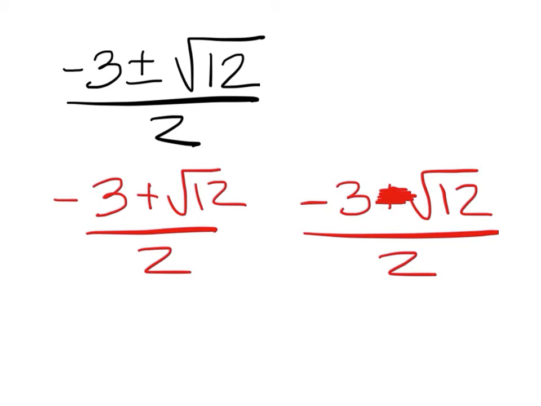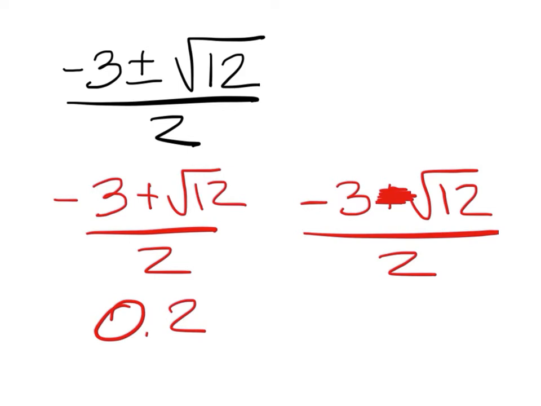In your calculator, do the numerator first. Type in negative 3 plus the square root of 12 and hit enter. It will give you an answer. Then and only then do you hit divide by 2. And if you round your answer to the tenths place, it should be 0.2.